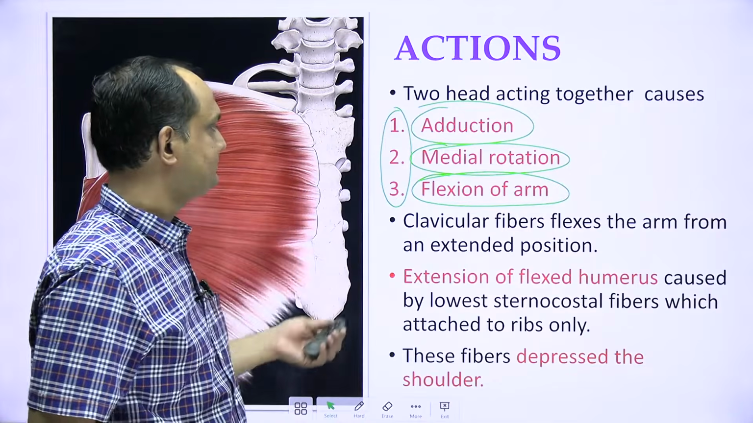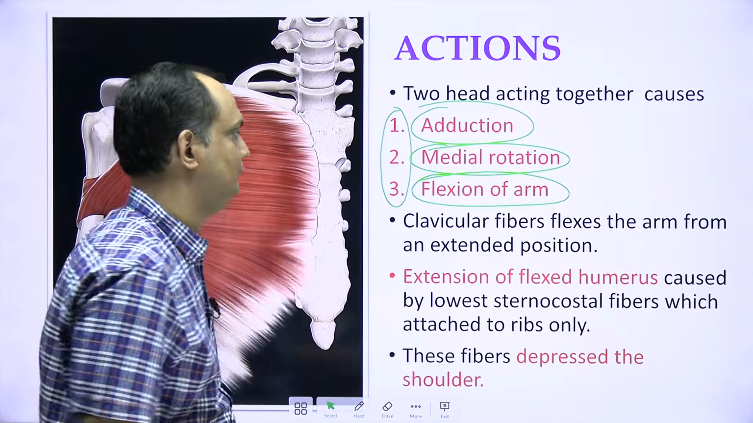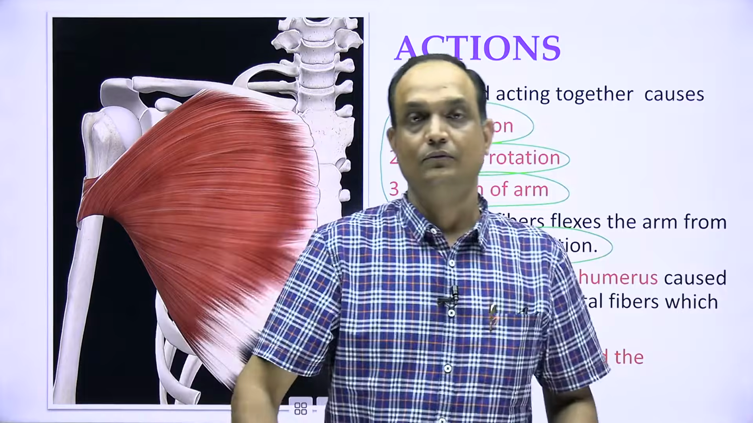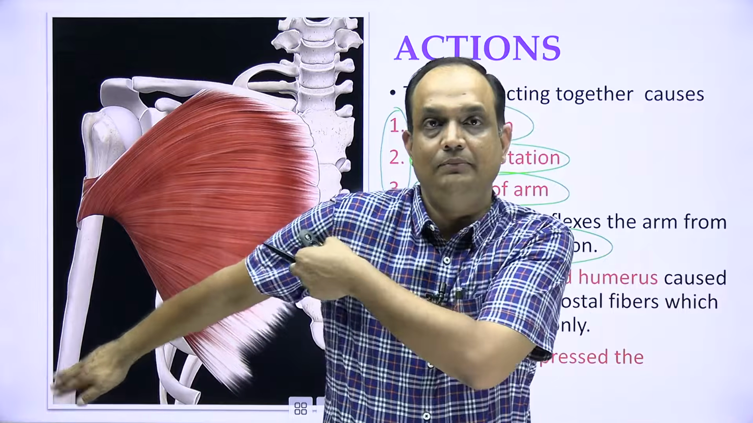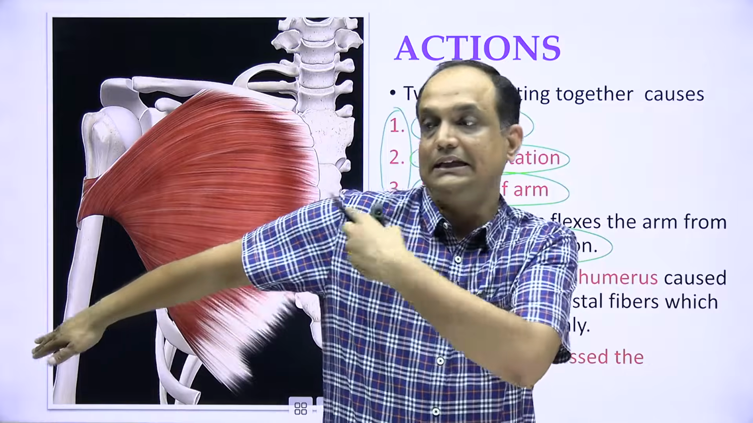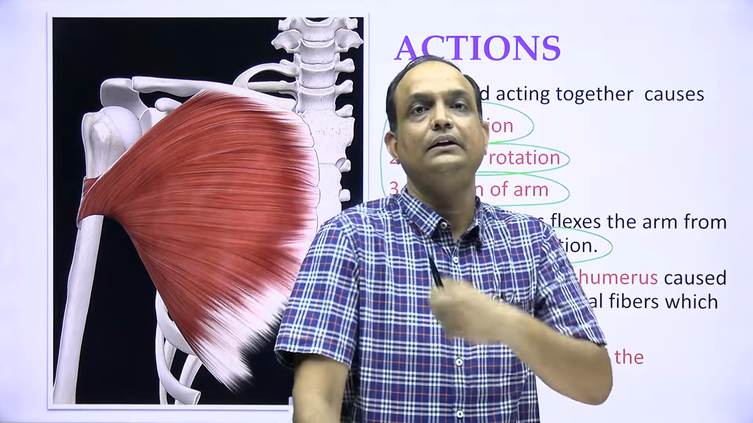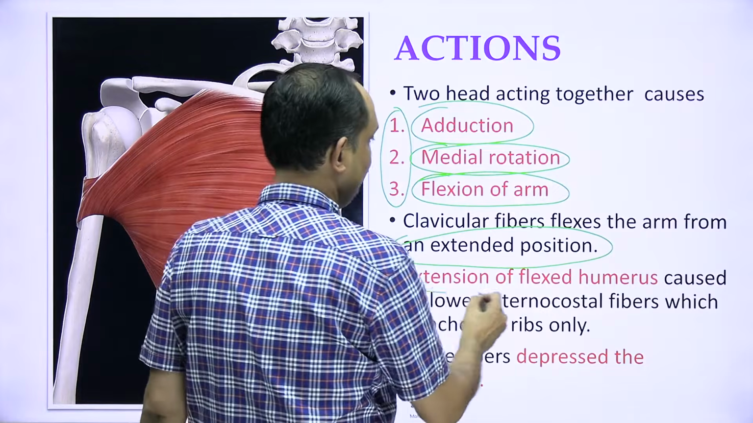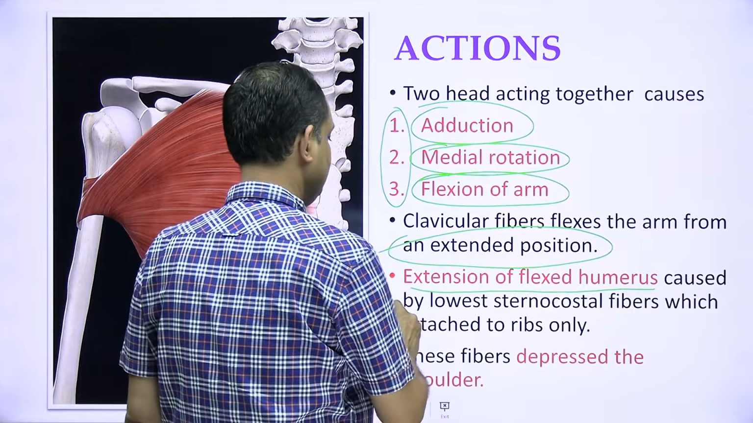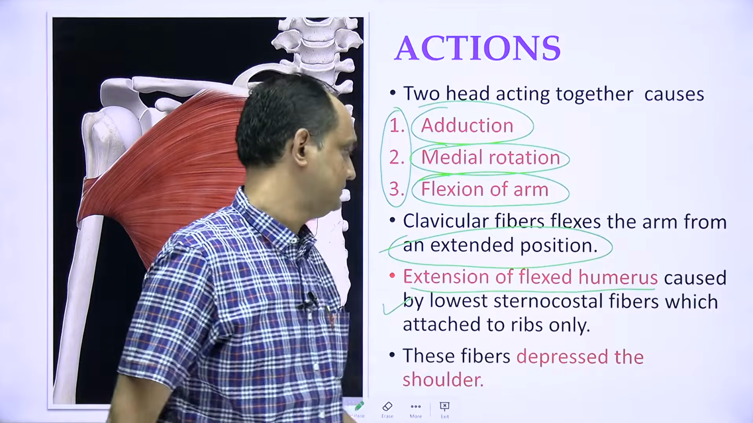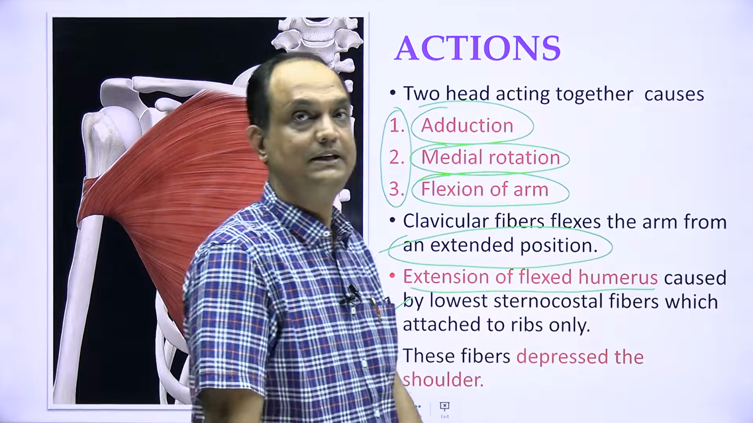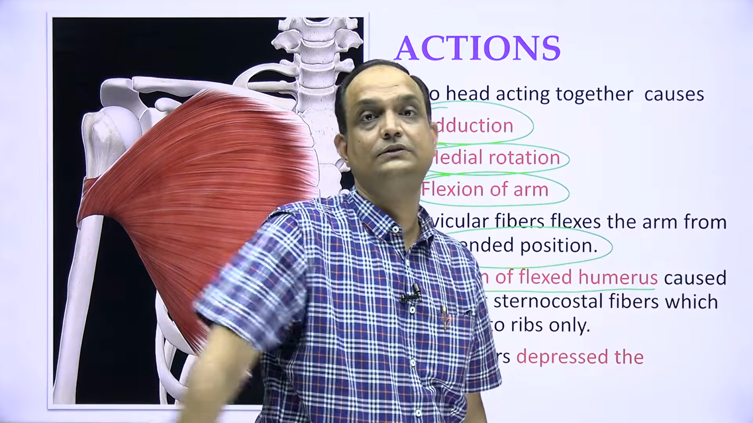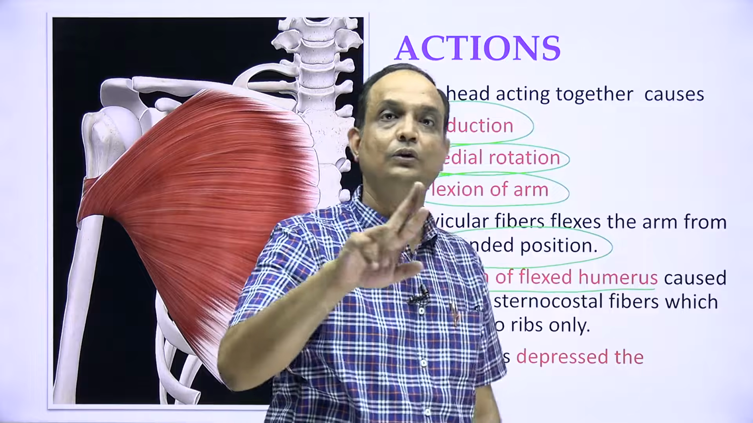Apart from that, the clavicular fibers flex the arm from an extended position. What does it mean? When my limb is extended, if I am flexing this extended limb, then the clavicular fibers are bringing it into the flexion position. In the same way, the extension of the flexed humerus is caused by the lower sternocostal fibers. Extension of the flexed humerus means my limb is flexed and I want to extend this flexed limb.